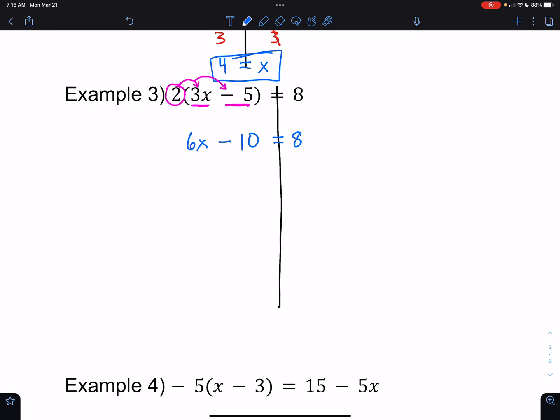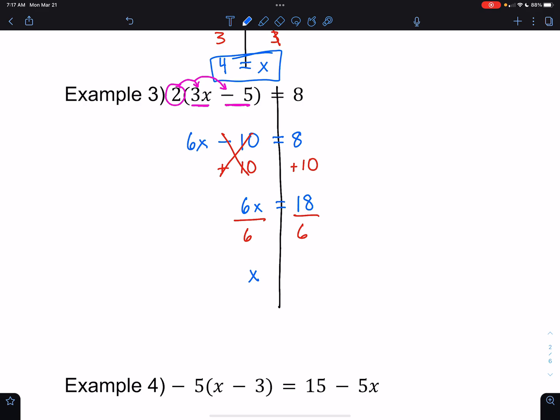And now everything else from this problem is just like what we've done up top. So let's figure out, we want to get x by itself. We have a 6x, we have a minus 10. Let's do the opposite of minus 10 by adding 10 to both sides. And that'll take this away. And that'll give us 6x equals 8 plus 10, which is 18. And then we'll just divide both sides by 6.